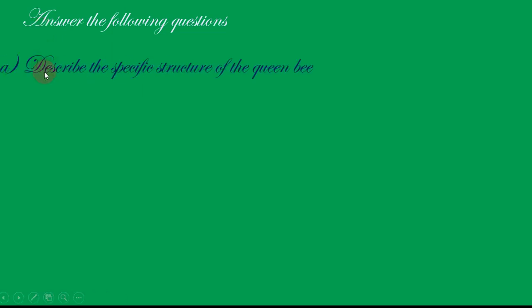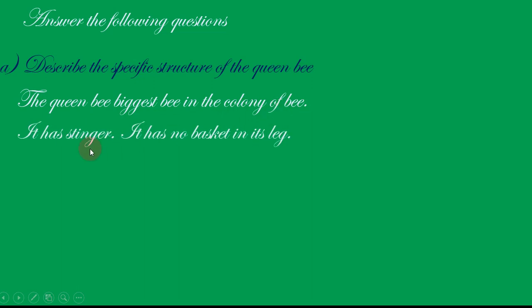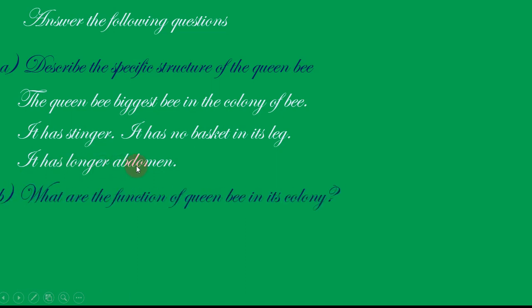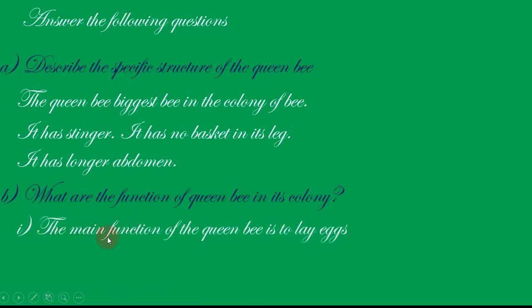The first question, describe the specific structure of the queen bee. The queen bee is the biggest bee in the colony, and it has a stinger, it has no basket in the legs, and it has a longer abdomen. What are the functions of queen bee in a colony? The main function of the queen bee is to lay eggs, and the queen bee conducts nuptial flight.